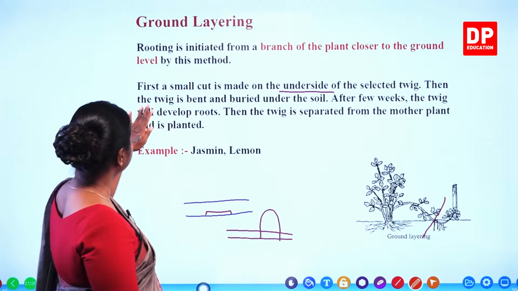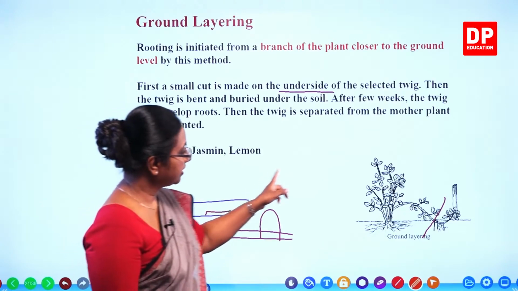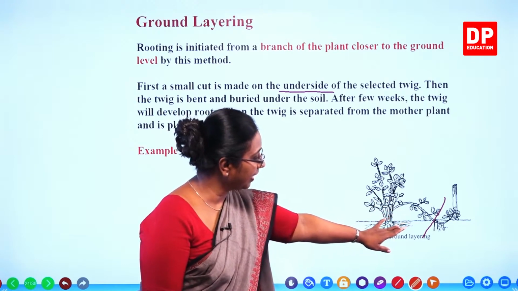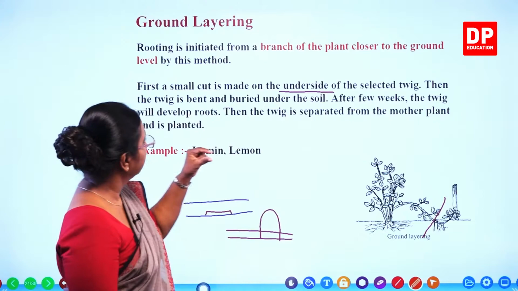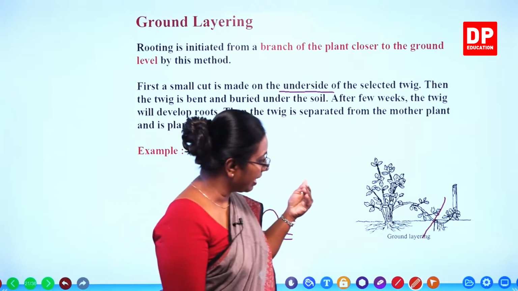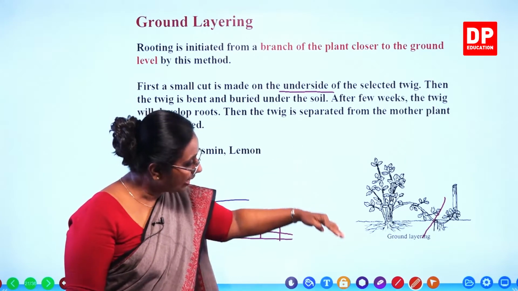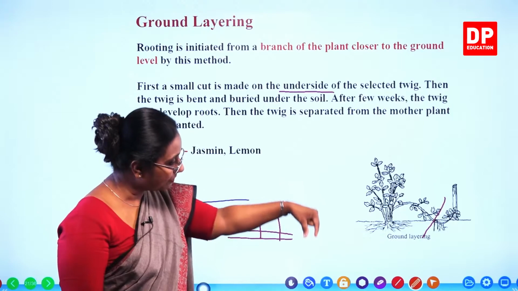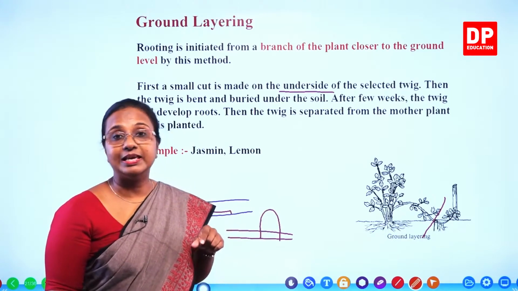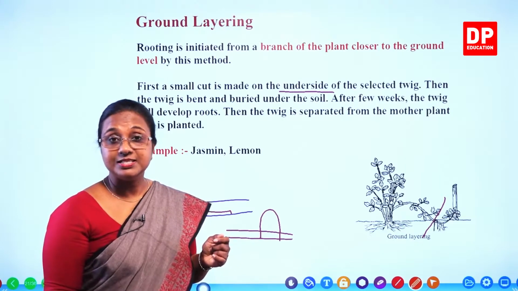So here we have discussed the method of ground layering. So this is what you do. Select the proper twig, then you put a cut at the underside of the twig and you remove the bark, or you can just put a small cut and then you bury it under the soil. You use that pin-like structure to hold the twig in place. Allow it for a few weeks until root is initiated.